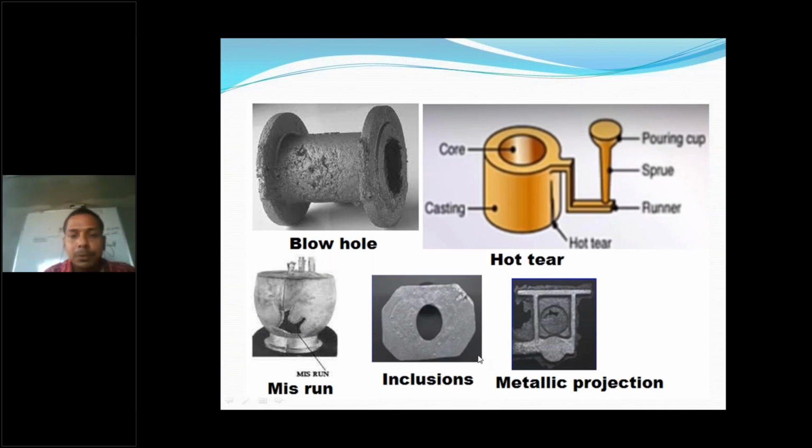Now the next one is inclusions. Here you can see on the surface of the product there are some foreign particles like sand or dross. These are foreign particles whose melting point is above the melting point of the liquid material. So you can see them on the surface. This problem is called inclusions. And the last one is metallic projections. Metallic projection, this is the real cast. You can see this fin on the parting line in that zone. This is called the metallic projection, and this is also one kind of defect. So these are some important defects developed on the cast product.